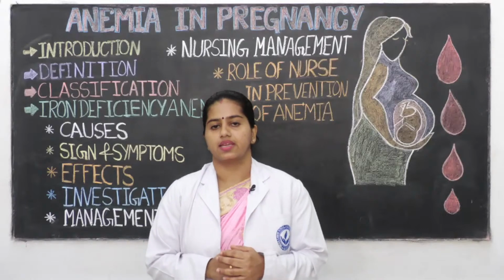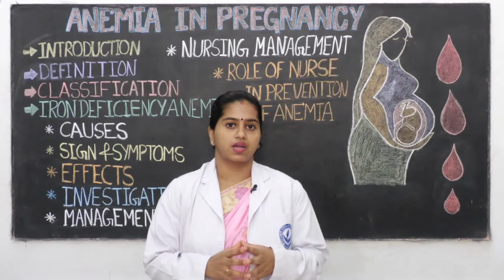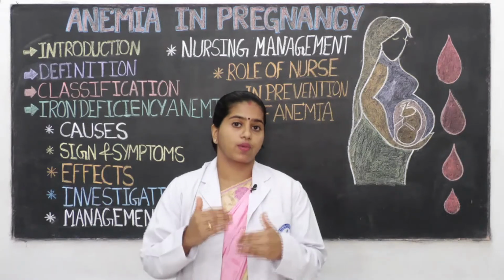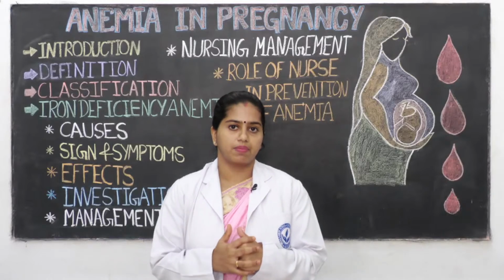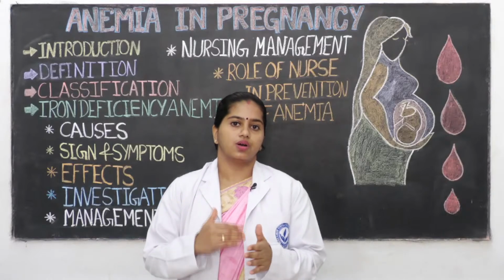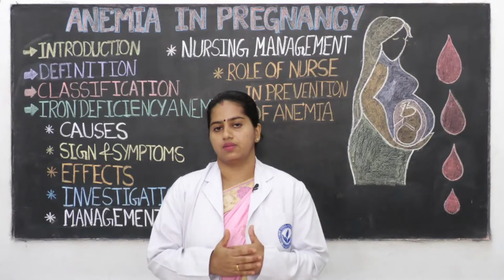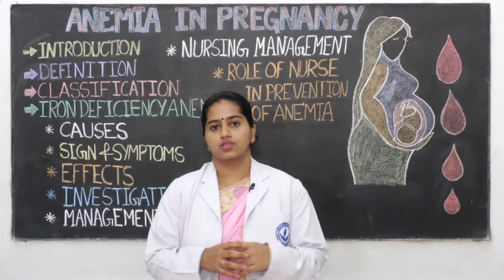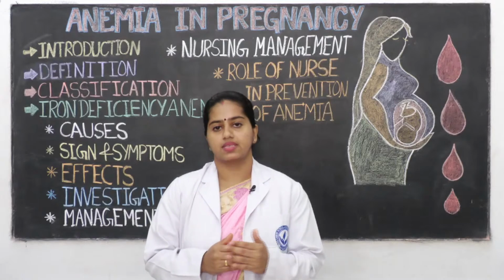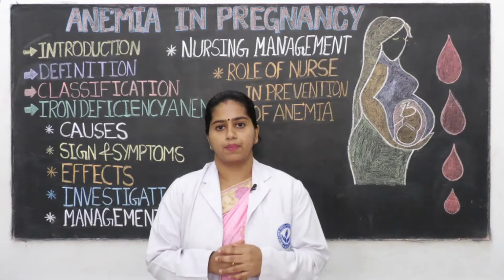Next, we can advise the mother not to go for subsequent childbirth. They have to pre-plan, or they can use family planning measures to prevent frequent childbirth. And they can adopt small family norms, so that they can somewhat minimize anemia in subsequent pregnancies.